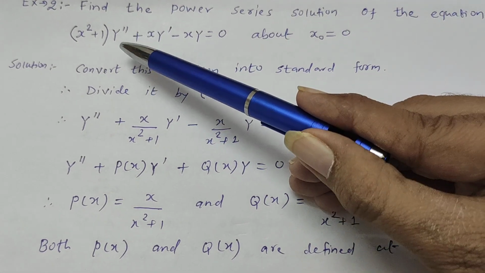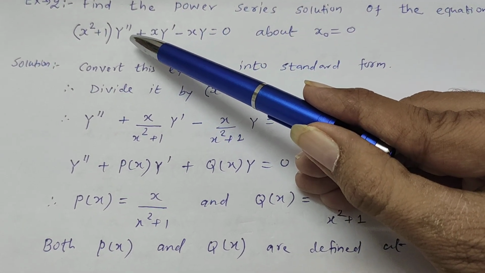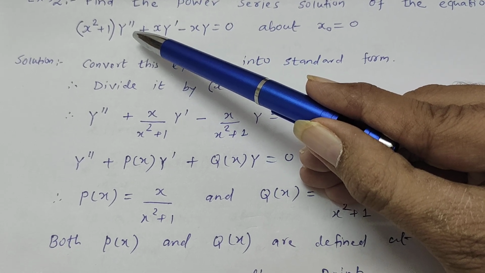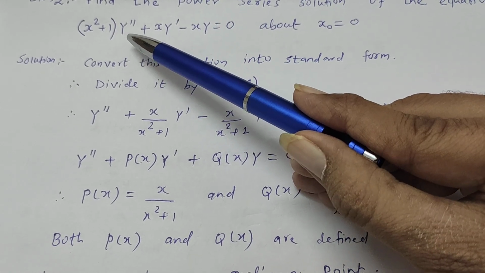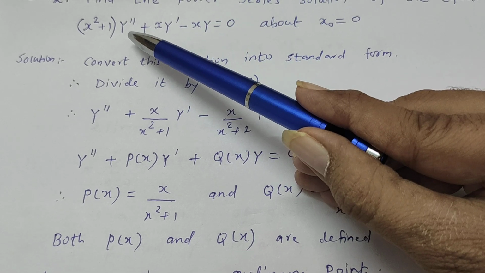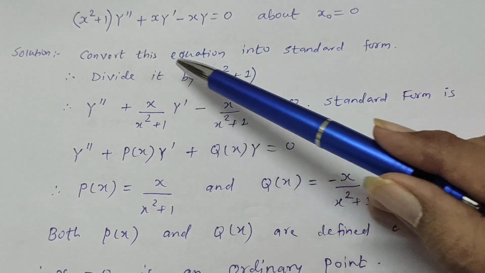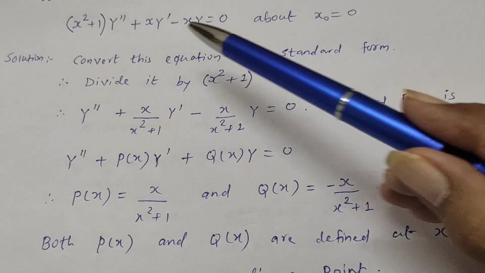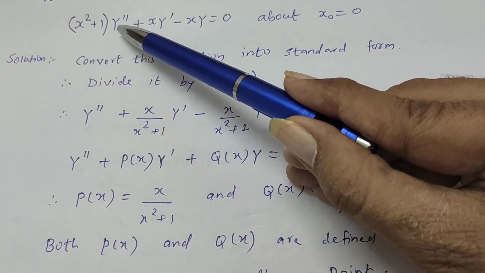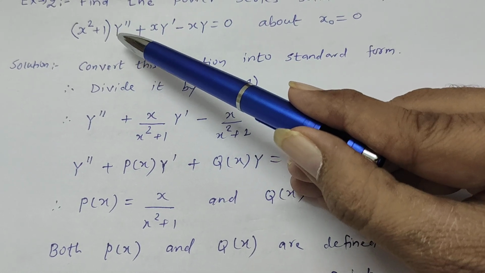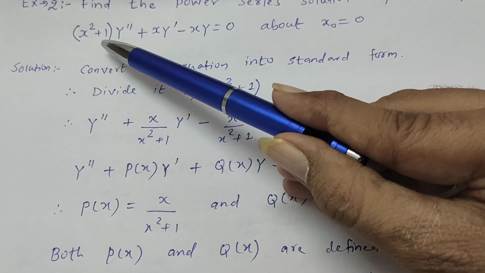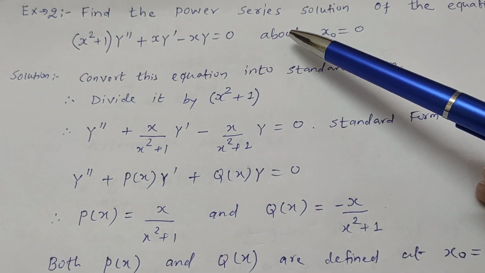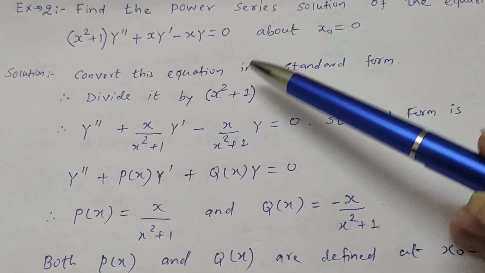Here the maximum derivative is 2, so this is a second order differential equation. Now first of all, we have to convert this second order differential equation into standard form. To convert this equation into standard form, we have to divide this equation by the coefficient of y''. In this equation, the coefficient of y'' is x² + 1, so we will divide this equation by x² + 1.